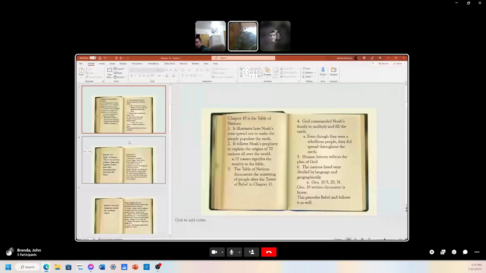I never realized the three sons and their descendants spread out so far. I mean, they even went into Africa, where Egypt is.